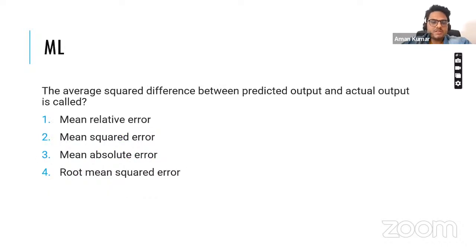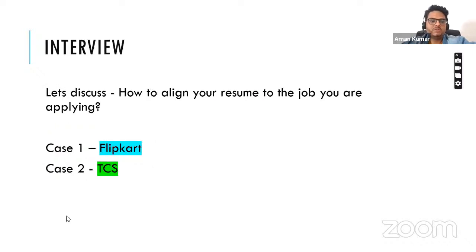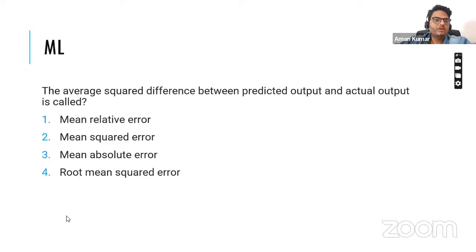So this is a simple one. What is the squared difference between predicted output and actual output? What is this term? Sorry, the average square distance between predicted output and actual output.